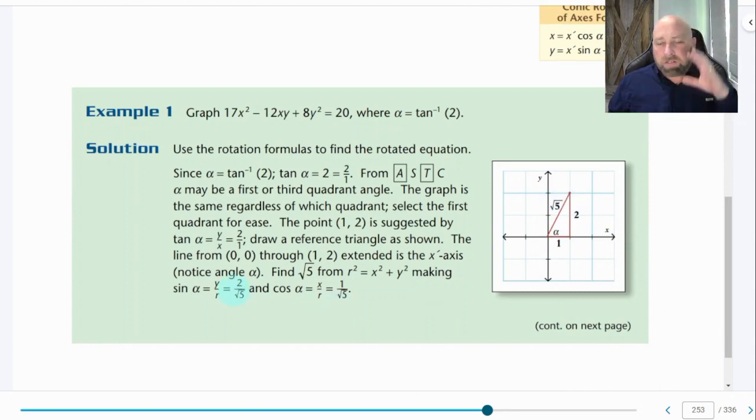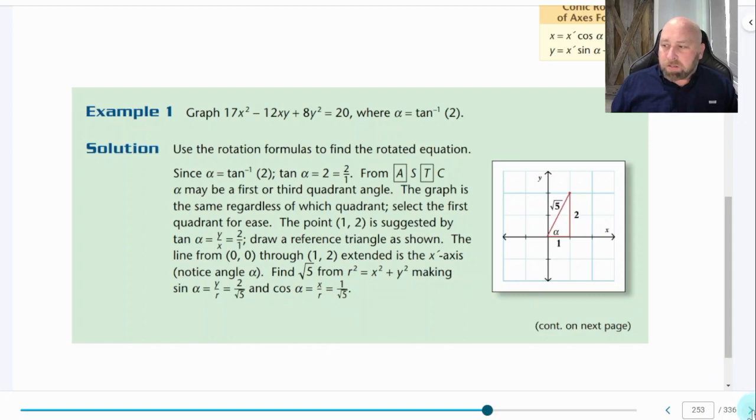It's very important to comprehend what it's doing, because if you don't get what it's doing, you're not going to understand. When I flip this page, you're going to go, wait a second, what is happening right here? This is what's happening. The math behind it won't make much sense if you don't get this. Now, our sine is going to be 2 over the square root of 5, y over r, and our cosine is going to be x over r, 1 over the square root of 5.